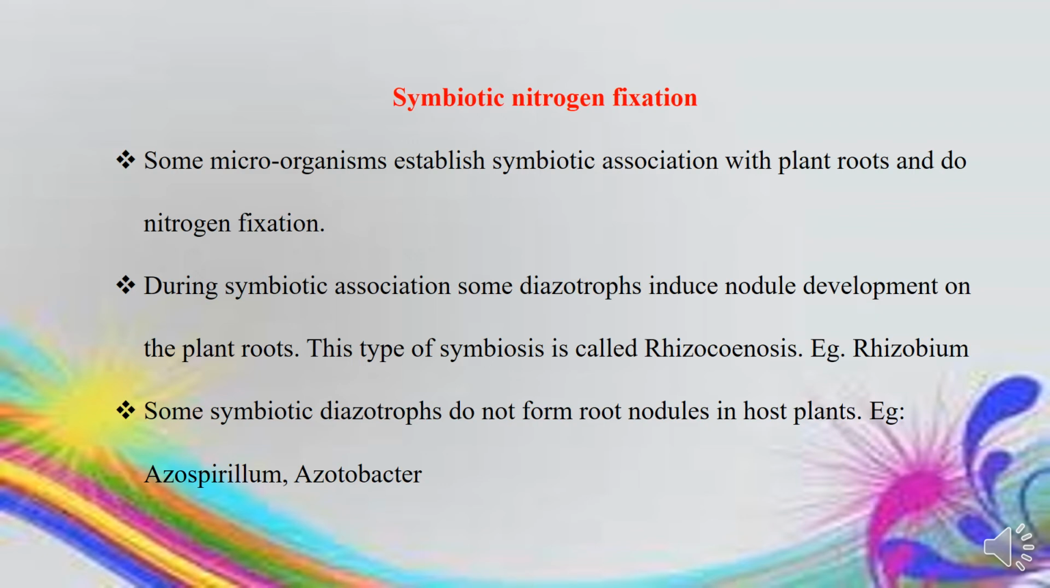So this slide shows symbiotic nitrogen fixation. Some microorganisms establish symbiotic association with plant roots and do nitrogen fixation. During this symbiotic association, some diazotrophs induce nodule development on the plant roots. This type of symbiosis is called rhizobiosis. Example, Rhizobium. Some symbiotic diazotrophs do not form root nodules in host plants. For example, Azospirillum, Azotobacter, etc.